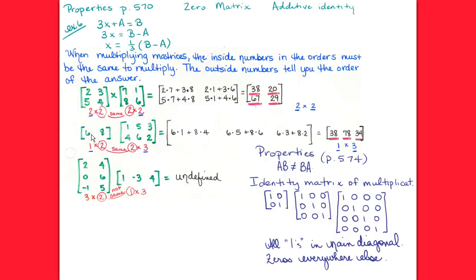And the identity matrix is a matrix that has all ones in its main diagonal and zeros everywhere else. It can be a 2 by 2, a 3 by 3, a 4 by 4, a 5 by 5, a 20 by 20. It depends on what you're working with. But the identity matrix is going to have all ones in its main diagonal and zeros everywhere else. Okay? So we're going to be using that identity and this idea that AB is not the same thing as BA and some of that to help us solve some equations in the next couple of sections.